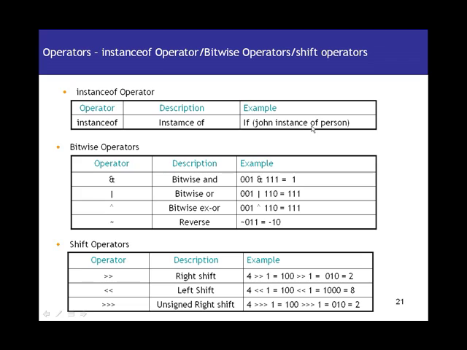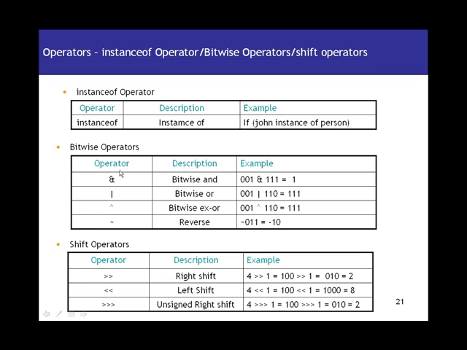You have two classes, a person class and an employee class, in your application, and John is actually an instance of person. If you try to say John instanceof employee, you're going to get false, because John is not really of type employee. It's of type person.